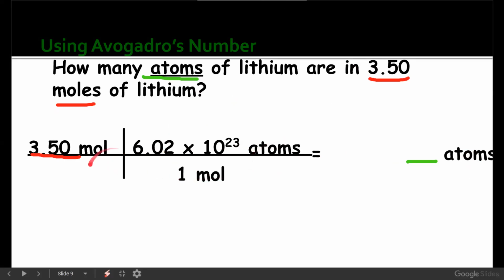So you're now going to multiply in your calculator 3.5 moles multiplied by 6.02 times 10 to the 23rd. Remember, that might be that EE key or the EXP key. To the 23rd, and you're going to end up crossing out your moles, and we're going to get a number like this, 2.107 times 10 to the 24th power.